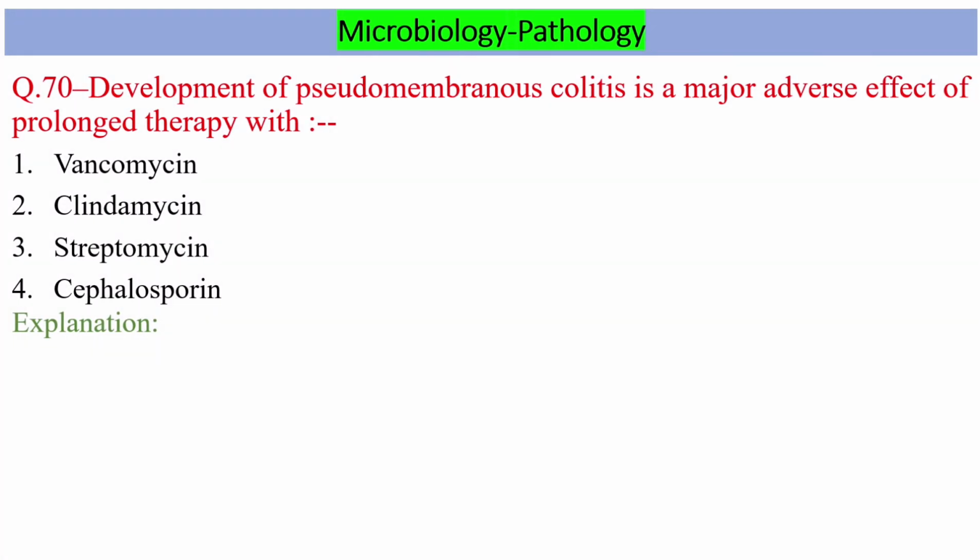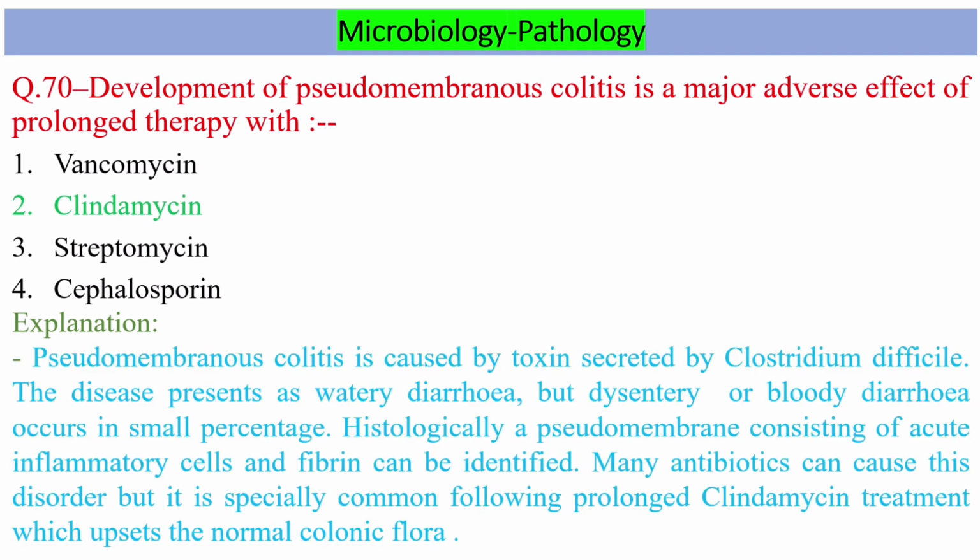Development of pseudomembranous colitis is a major adverse effect of prolonged therapy with vancomycin, clindamycin, streptomycin, cephalosporin. Correct option is clindamycin. Pseudomembranous colitis is caused by toxin secreted by Clostridium difficile. The disease presents as watery diarrhea, but dysentery or bloody diarrhea occurs in a small percentage. Histologically, a pseudomembrane consisting of acute inflammatory cells and fibrin can be identified. Many antibiotics can cause this disorder, but it is especially common following prolonged clindamycin treatment, which upsets the normal colonic flora.